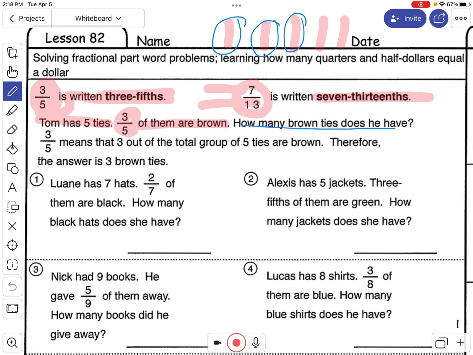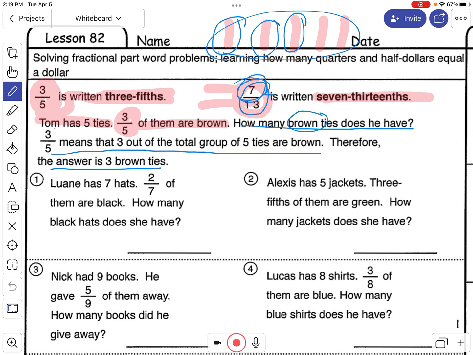How many ties does he have? How many? Oh, brown ties. Wait, I read that wrong. How many brown ties does he have? Well, 3/5 means that 3 out of the total group of 5 ties are brown. Therefore, the answer is 3 brown ties. 7/13 means that 7 of them are whatever. 3/5 means that 3 of them are whatever they're talking about, or 3 brown ties. 3 blind mice. See how they run.